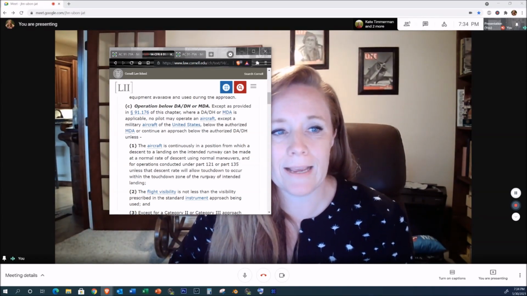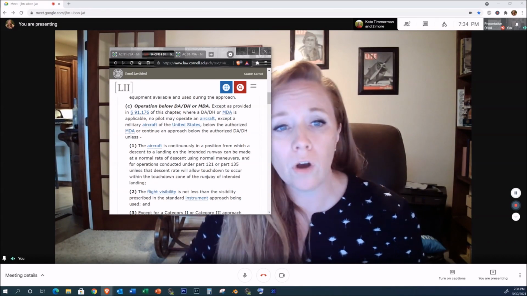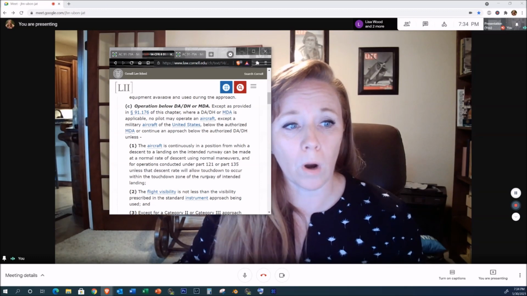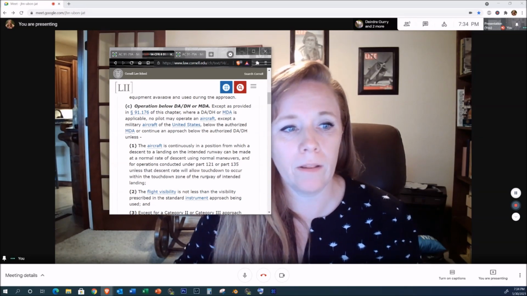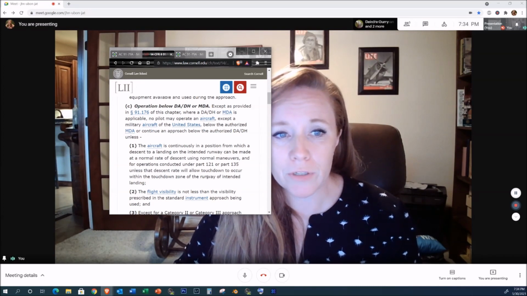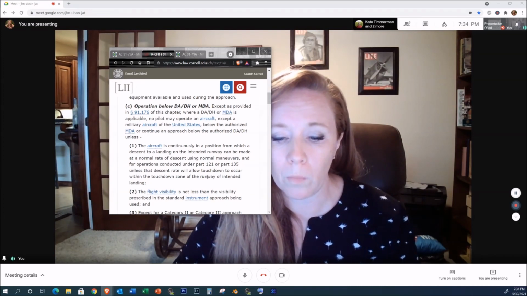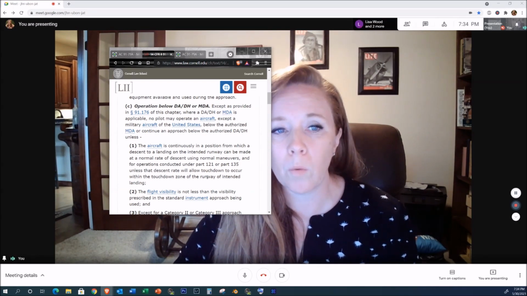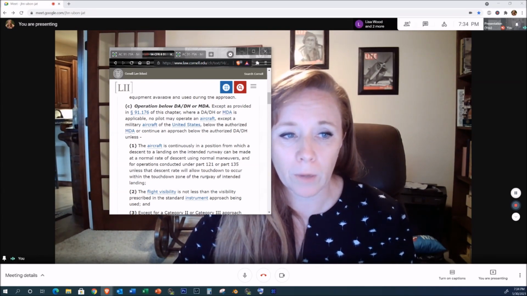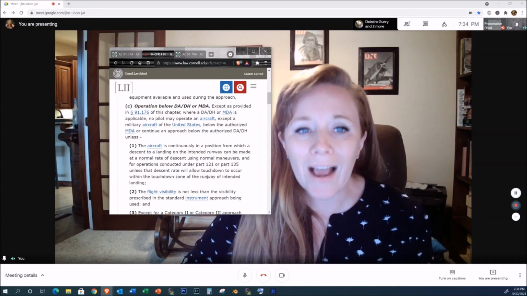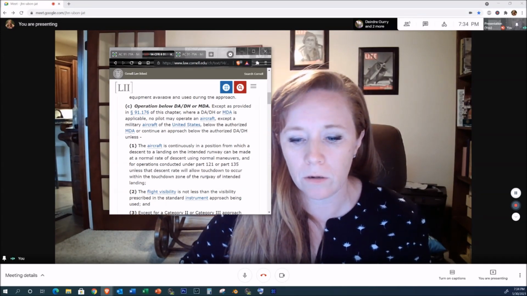So what is that saying to us? It's saying, well, you are not allowed to go below MDA unless you can make a normal rate of descent and touchdown in the touchdown zone. But no, the touchdown zone part is for Part 121 and Part 135. So if you're a Part 121 and Part 135 airplane and you're flying commercial, or flying with your commercial certificate, now you have to worry about that touchdown zone.